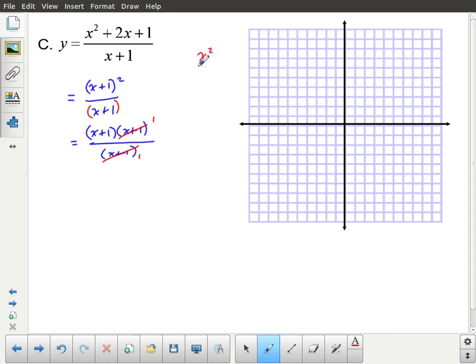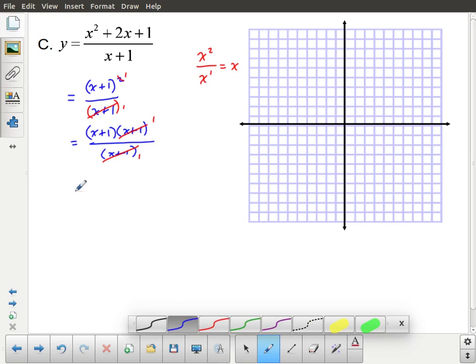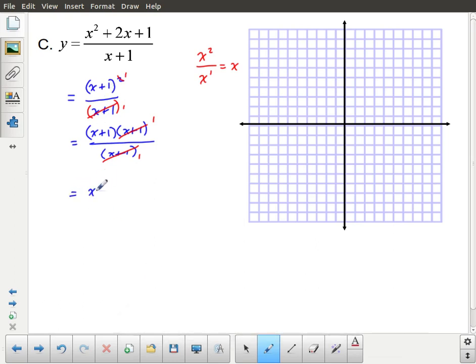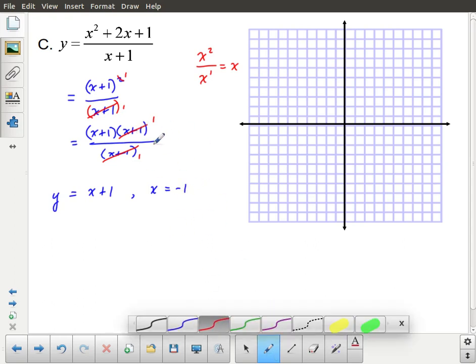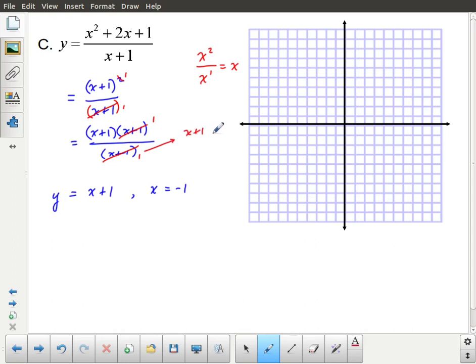If I had x squared over x to the 1, what we do here is we actually subtract exponents, and that just gives us an x. So here, that goes in once, and then this exponent becomes a 1. In either case, I end up with the same result, which is I end up with y equals x plus 1, but I also have the restriction that x is not equal to negative 1. And that restriction comes from this, which is x plus 1 in the denominator is not allowed to be 0, which means x is not allowed to be negative 1.